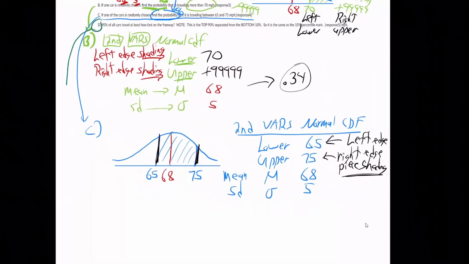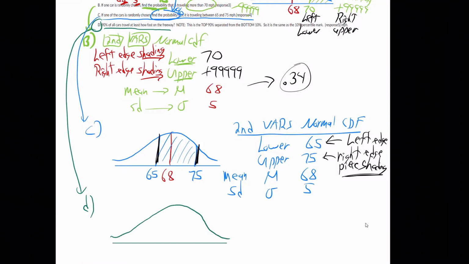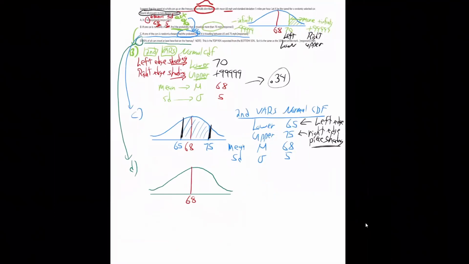So grabbing on to D, coming on down. What does it say? It says 90% of all cars travel at least how fast on the freeway? Okay, let's draw a bell curve and try to get a good feel for that. So I'm going to draw a bell curve down here, and put the middle on there. That's what we always do. So 68 like that, right?